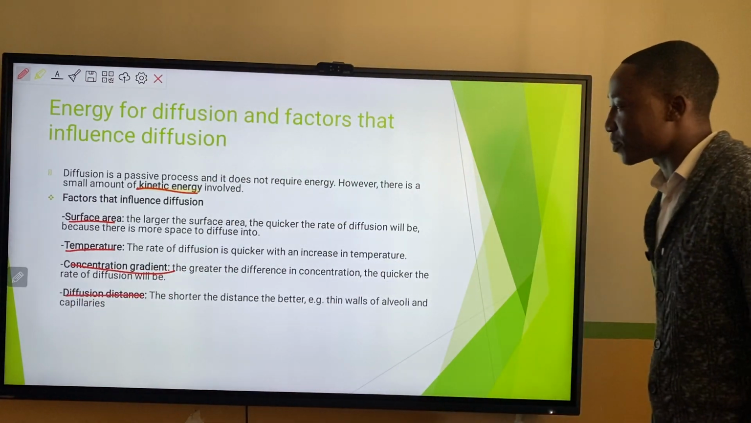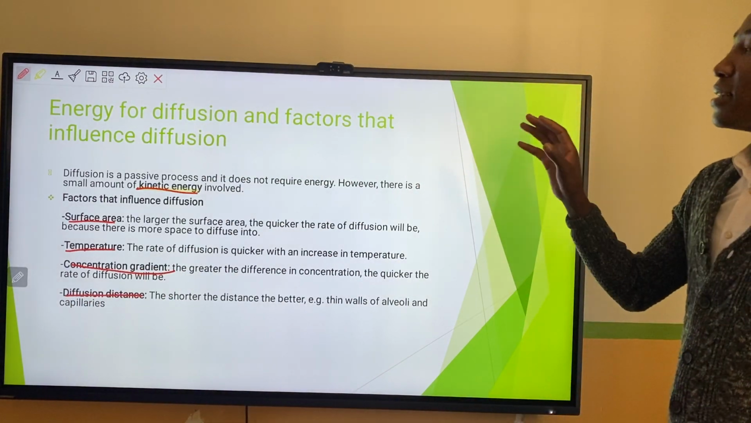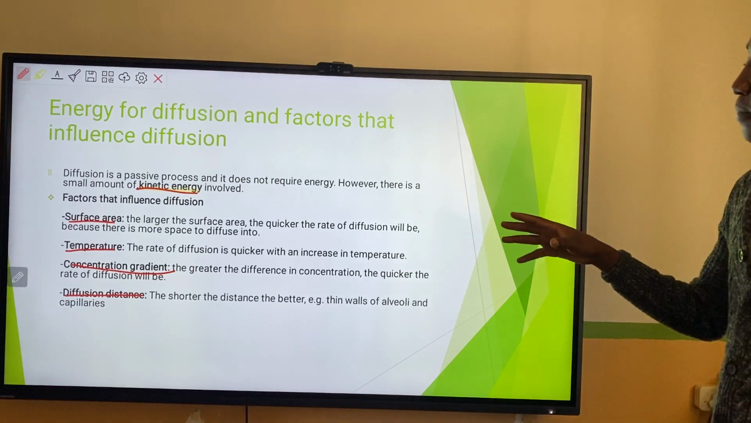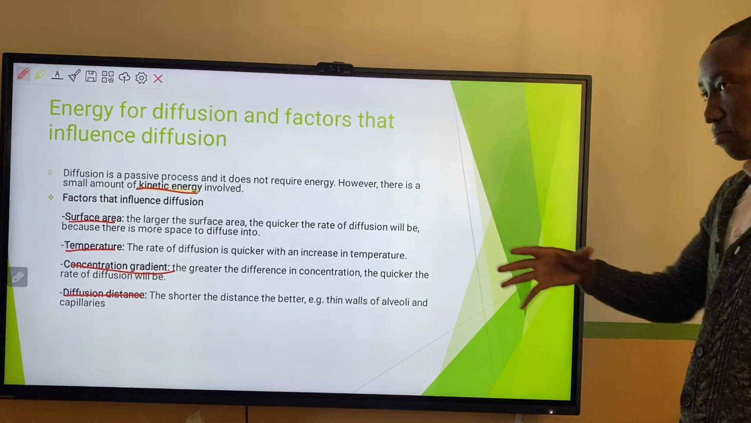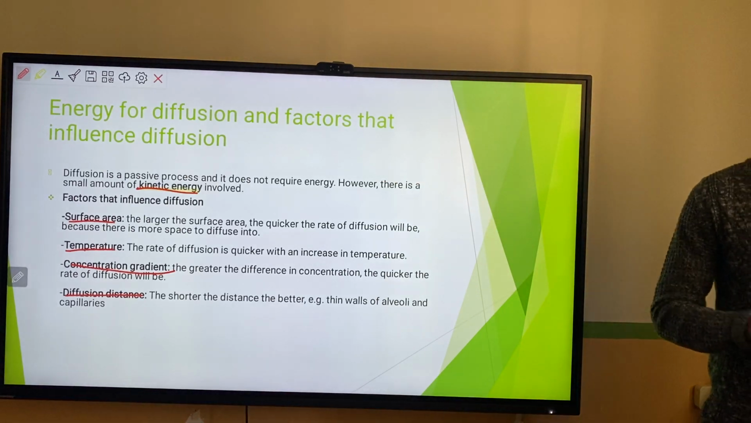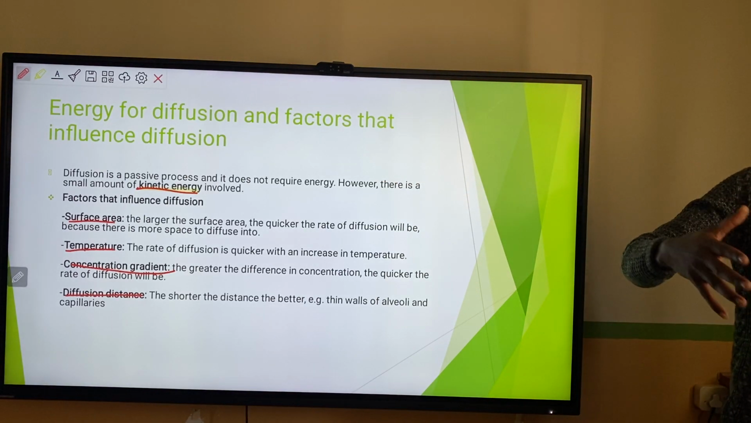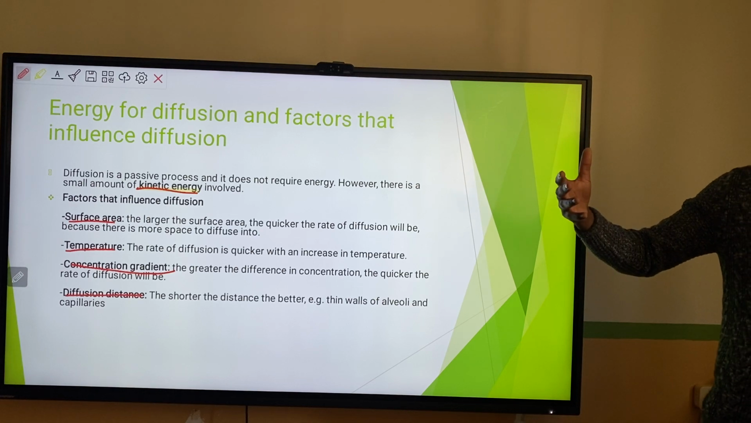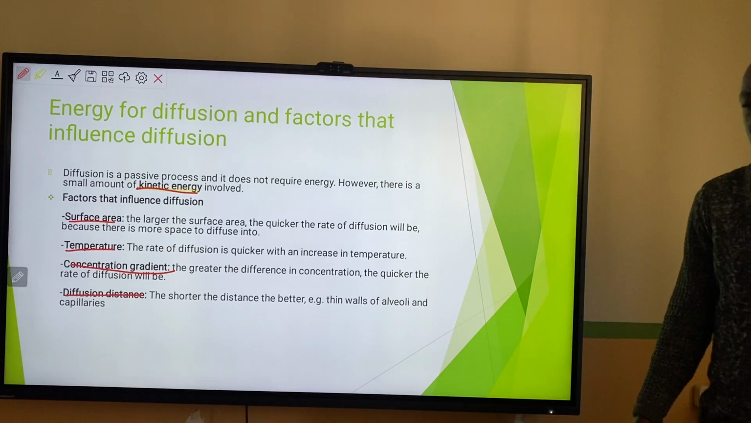So when you're talking about surface area, we're referring to the area where diffusion is taking place. And we know the larger the area where diffusion is taking place, the faster diffusion will be. Is that making sense?